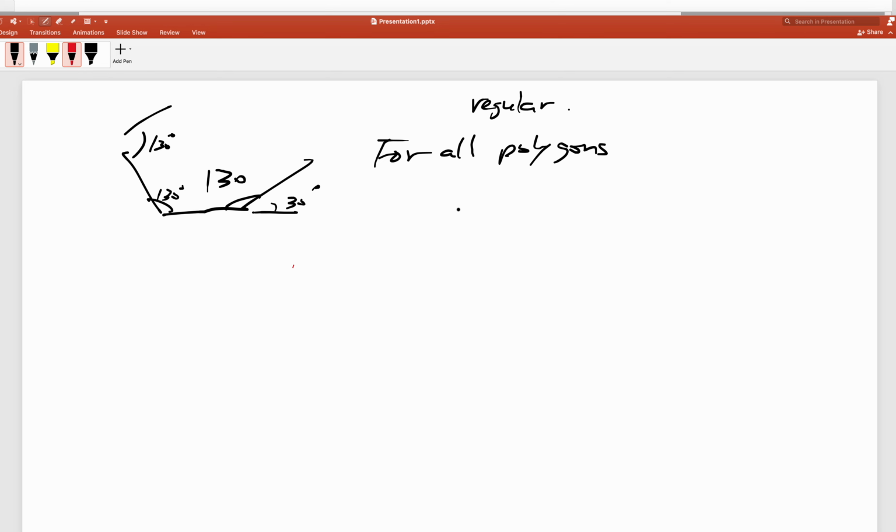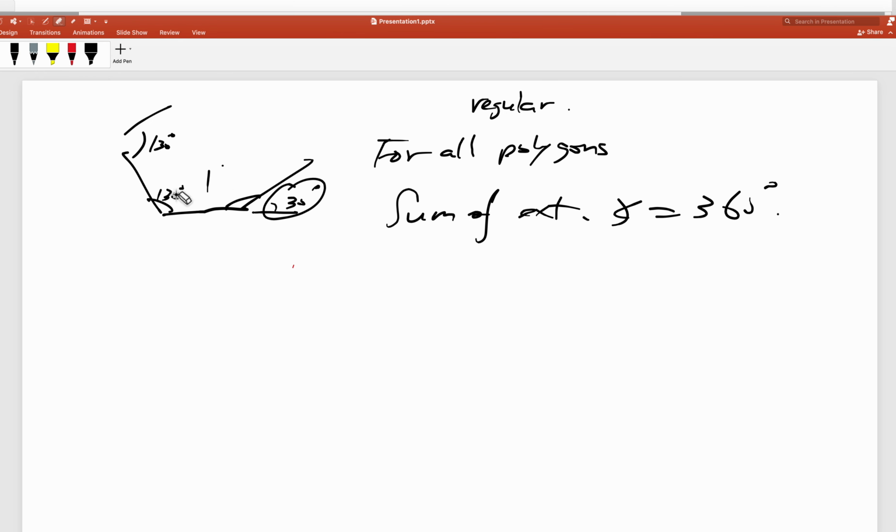Okay, so for all regular polygons, the sum of the exterior angles is actually 360. Okay, so in a way, if one of them is 30, in this case, no, this is not 30, this is 50. Yes, I'm wrong. Okay, so remember, it is just 150. Let me just make it 150.